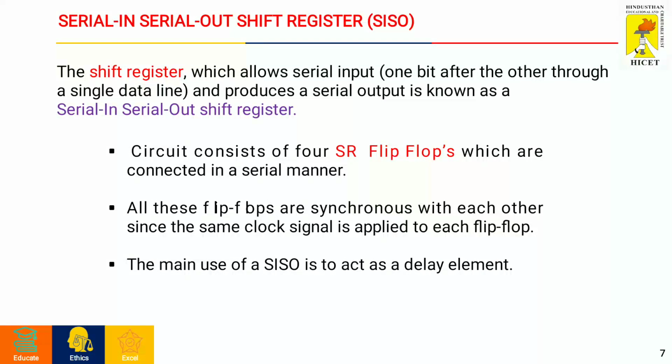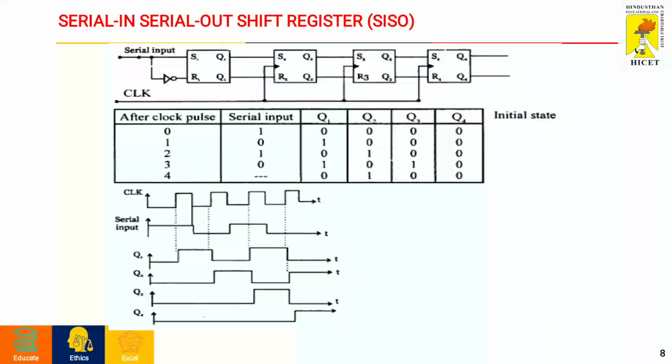If you see in detail the serial in, serial out shift register, it allows serial input and produces a serial output, hence it is known as SISO shift register. We can build this circuit with the help of 4 SR flip-flops which are connected in serial manner, and all these flip-flops are synchronous with each other since the same clock signal is applied to each flip-flop. The main use of SISO is to act as a delay element. Here we have a logical circuit diagram of a SISO.